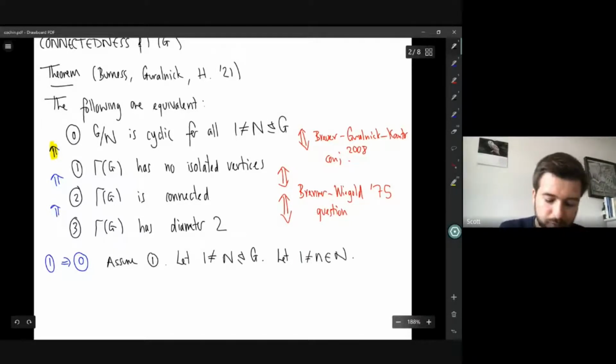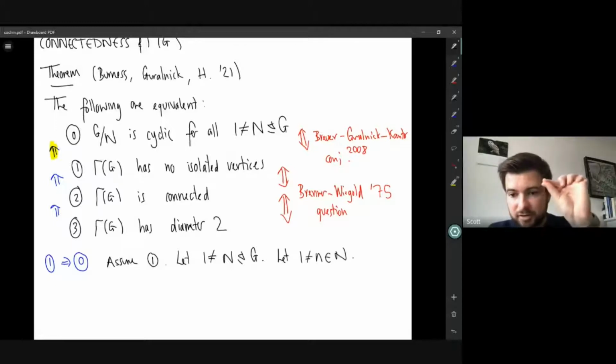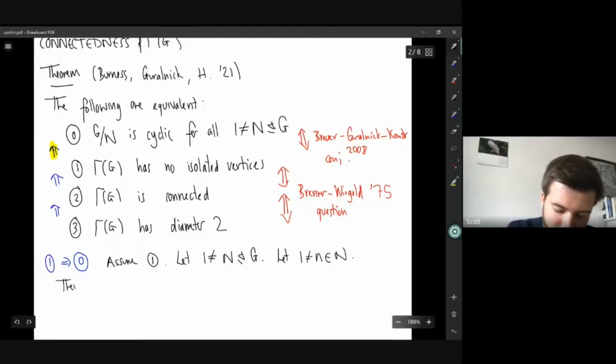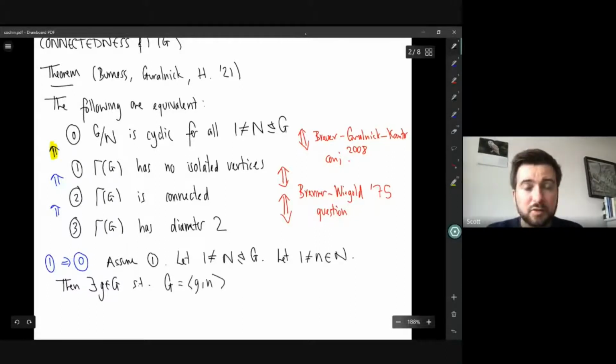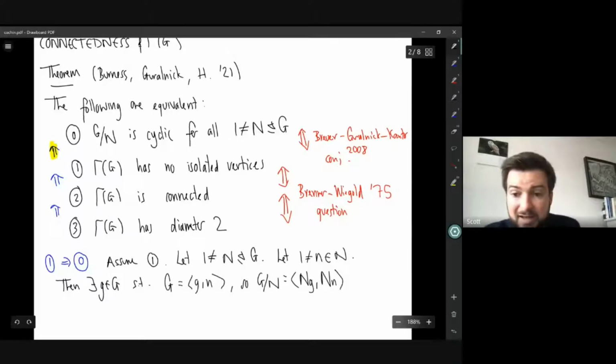Because of 1, that's a vertex in my generating graph, and condition 1 promises me that there ought to be another vertex that's adjacent to it, otherwise it'd be isolated. So I'm saying that there must be a vertex, an element g, such that the group G is generated by g and n. But now if we look at the quotient, we see that the quotient must be generated by the cosets Ng and Nn, but Nn is just the identity.